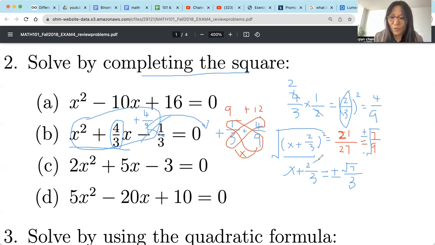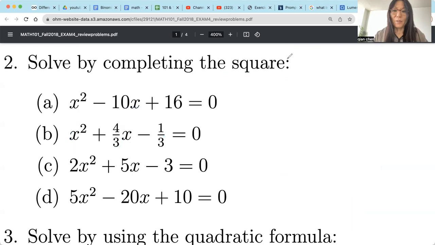Same thing, we're going to move 2/3 to the other side, it becomes negative. Right? So x equals negative 2/3 plus minus, over two values, one is plus, one is minus, square root of 7 divided by 3. Okay, we have two irrational solutions for B, which is we have to deal with the fractions. Okay, let me erase this mess.